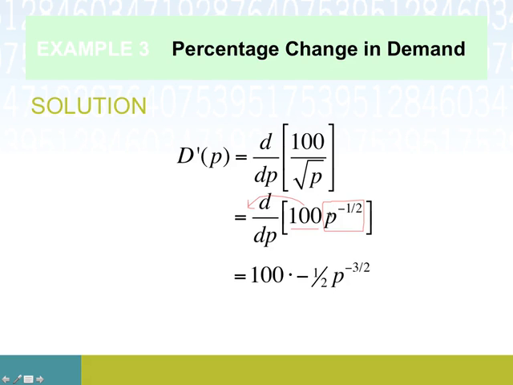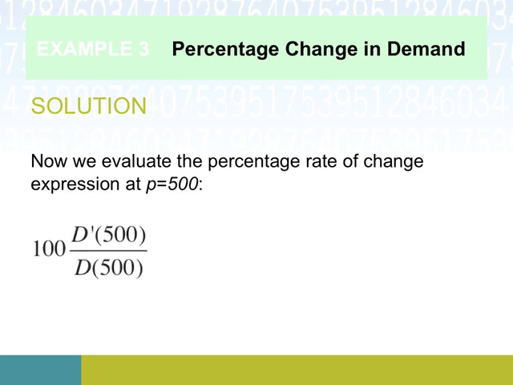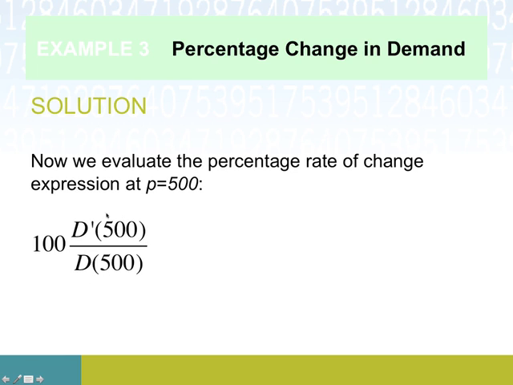We found the rate of change of p to the negative 1/2 power. So with a little bit of simplification, 100 times negative 1/2, we get negative 50, and then p to the negative 3/2. So now it's time for us to actually plug in this value. If we take p equals 500 and plug it into our percentage rate of change, this is our big old expression. And D prime of 500 is something we can figure out. We just figured out D prime of p for any value.